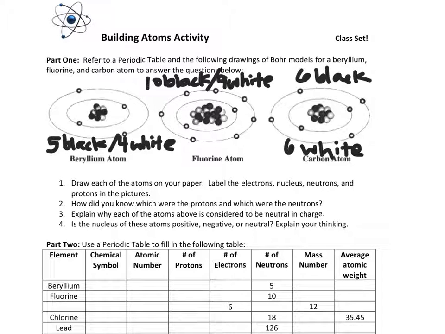All right, so I'm going to help you guys get started on the building atoms activity today. You should have in your notebooks, turn to that activity section and write behind the lab that we just did last class. We're going to do this activity. On your blue sheets, you've got the backside that says building atoms activity that looks just like this on the screen. And the first one says draw each of the atoms on your paper and label the electrons, the nucleus, the neutrons, and the protons in the pictures.